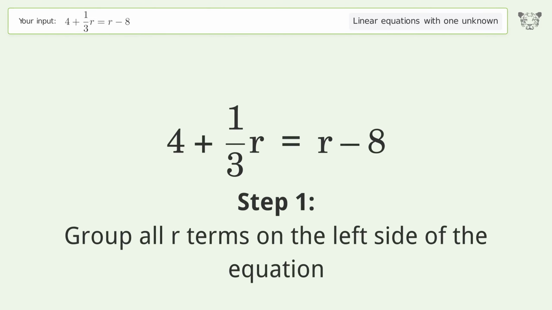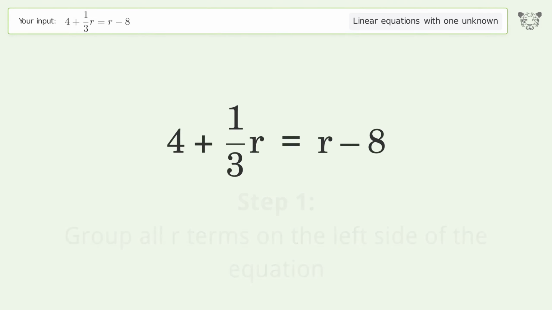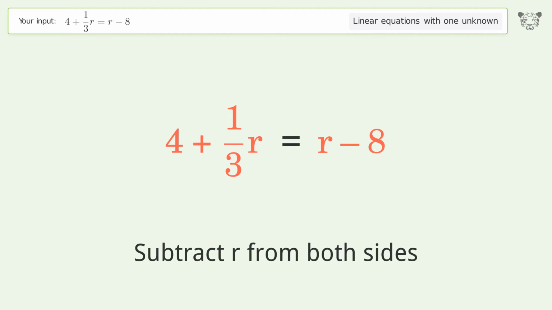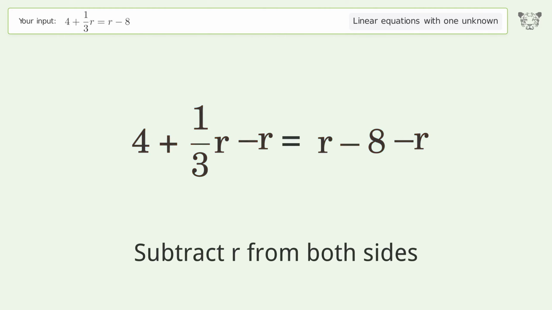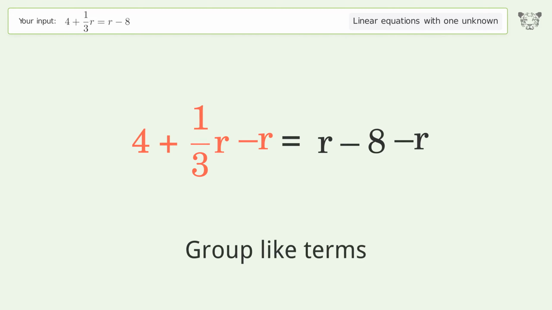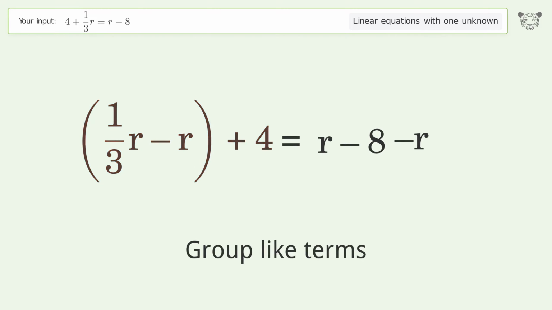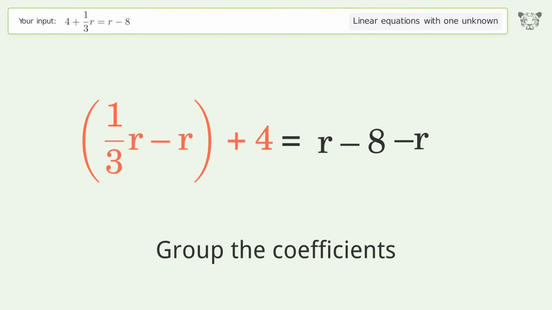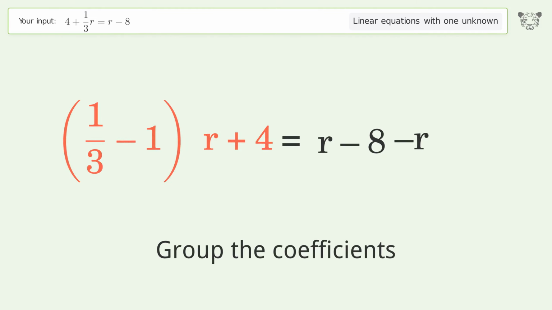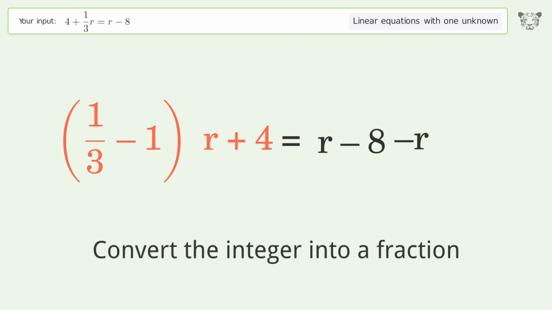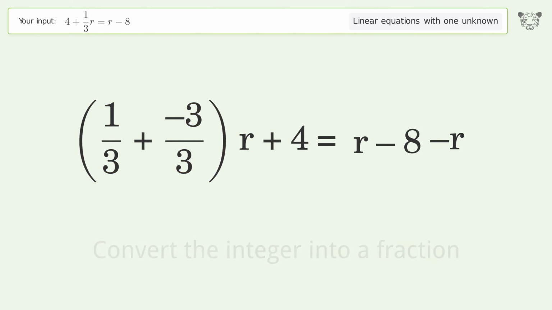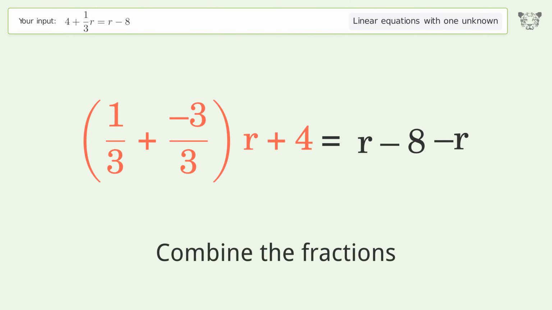Group all r terms on the left side of the equation. Subtract r from both sides. Group like terms. Group the coefficients. Convert the integer into a fraction. Combine the fractions.